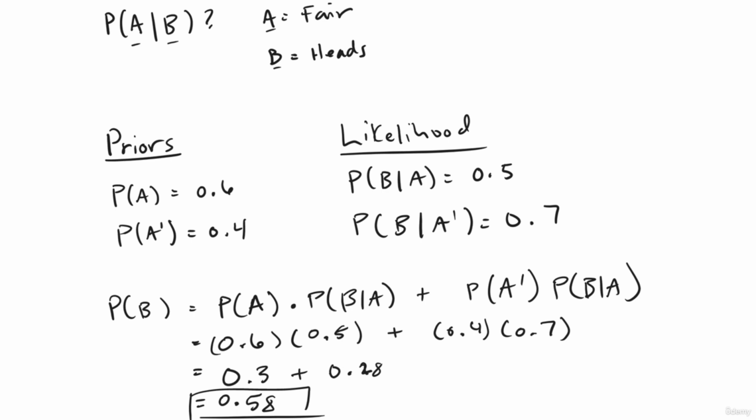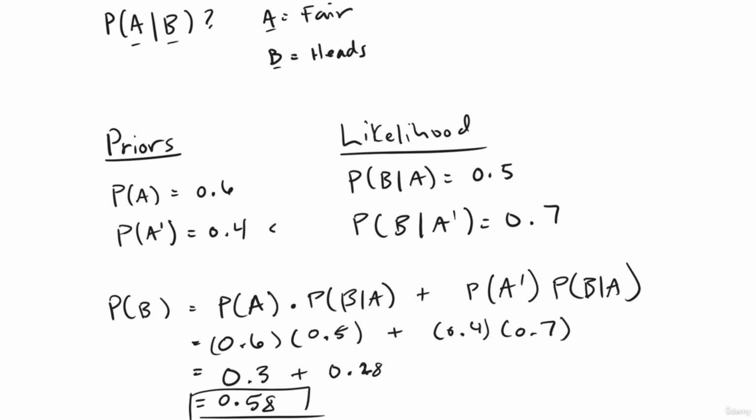Well, here are the likelihoods, right? Let's assume that we're in the state where the coin is fair. If the coin is fair, the probability that it comes up heads, given that it is fair, is going to be 0.5. We know that fair coins come up heads 50% of the time.